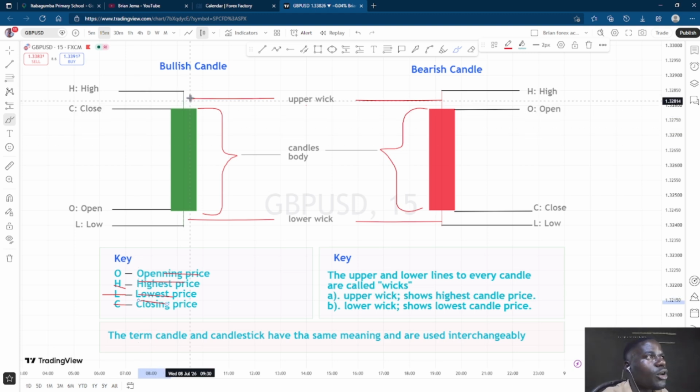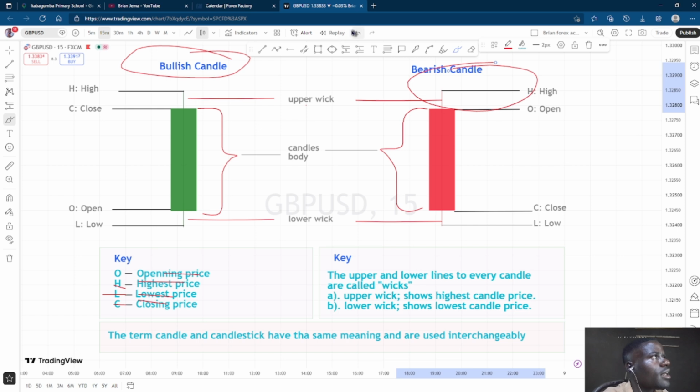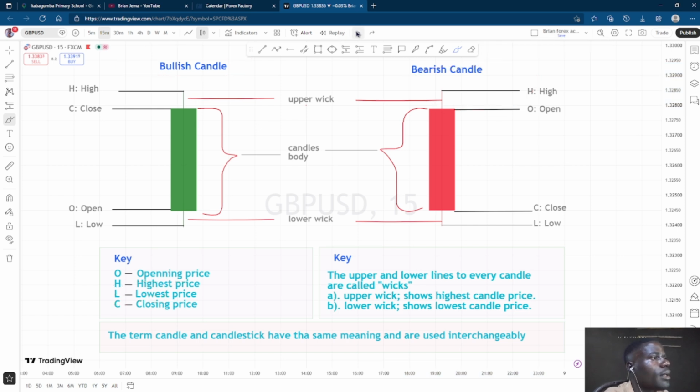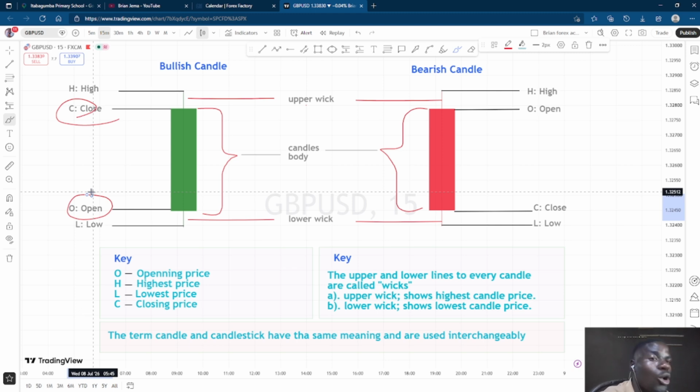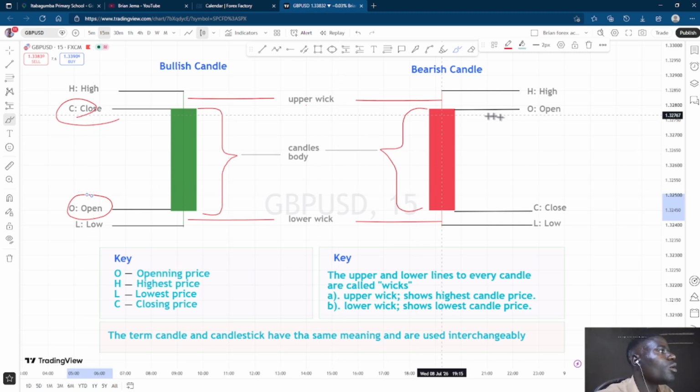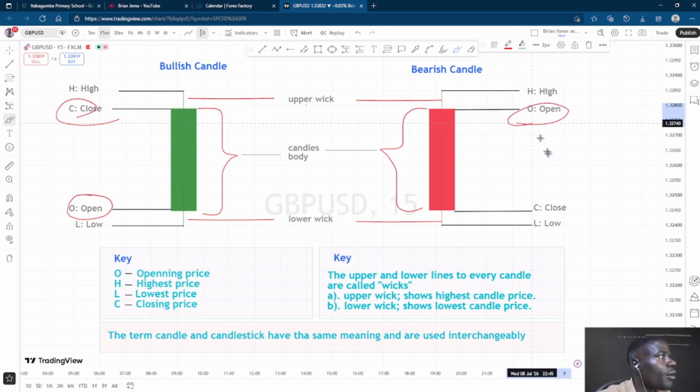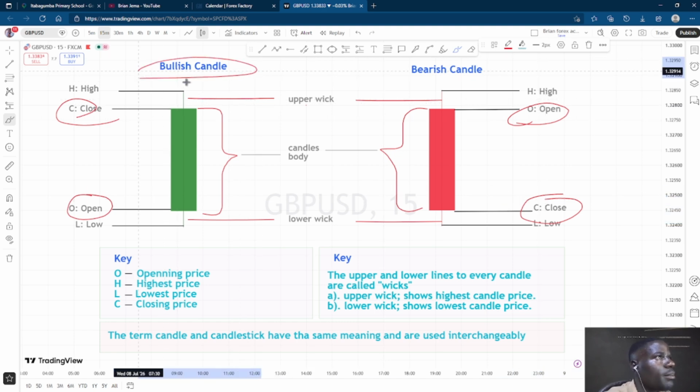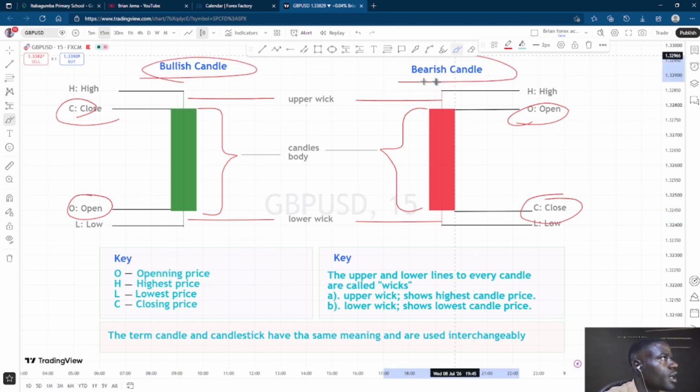You can find all of these prices in both bullish candles and bearish candles, guys. The difference between them is that the closing price of a bullish candle is above its opening price, whereas the opening price of a bearish candle is above the closing price of the same candle. That single difference is what makes a candle either bullish or bearish.